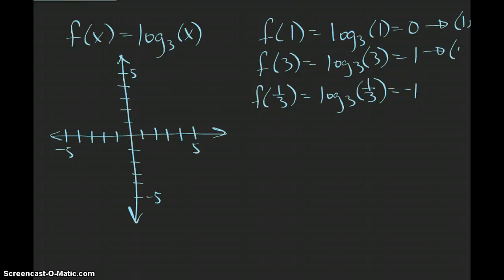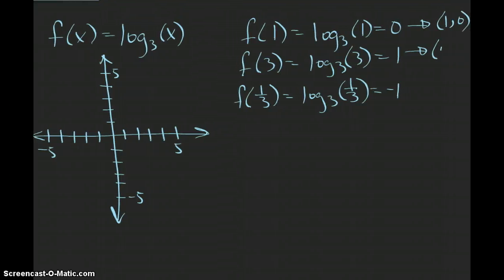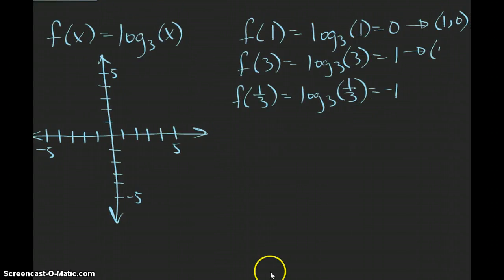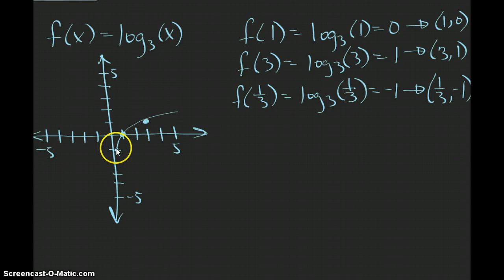Let me shrink this down. I get these points: 1, 0; 3, 1; and then 1/3, negative 1. And those are the points I'm going to use over here on my graph. 1, 0; 3, 1; and then 1/3, negative 1 right here.